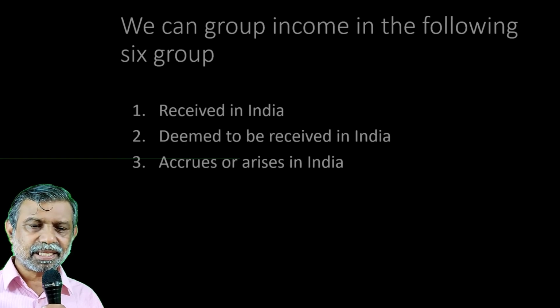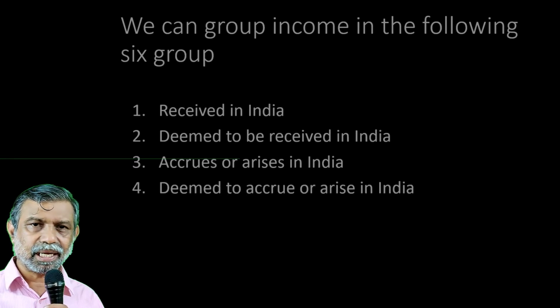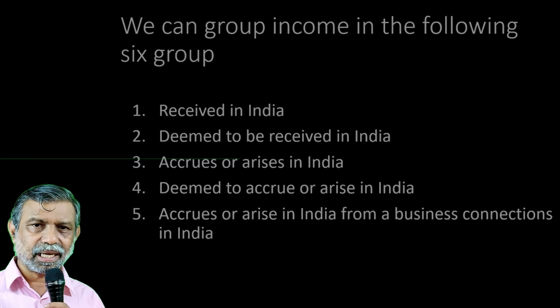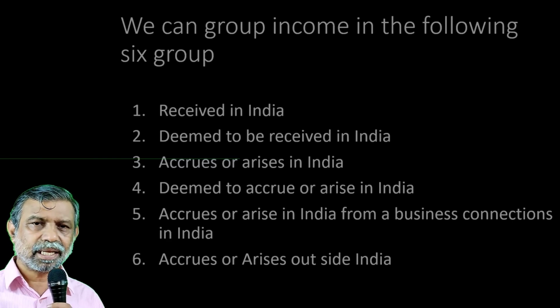There are six types of income: income received in India, income deemed to be received in India, income accrues or arises in India, income deemed to accrue or arise in India, income accrues or arises outside India from a business controlled in India, and income accrues or arises outside India. These are the six incomes which are taxable in the hands of a resident and ordinary resident, a resident but not ordinarily resident, and a non-resident. Now we will see what incomes are taxable in the hands of different groups.